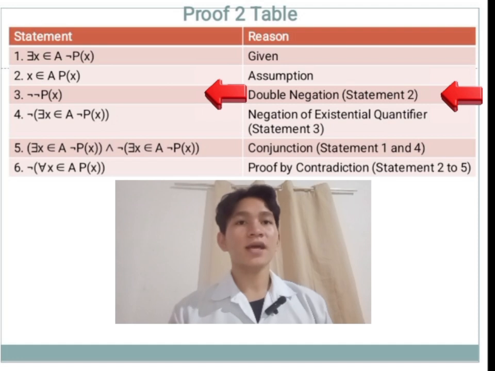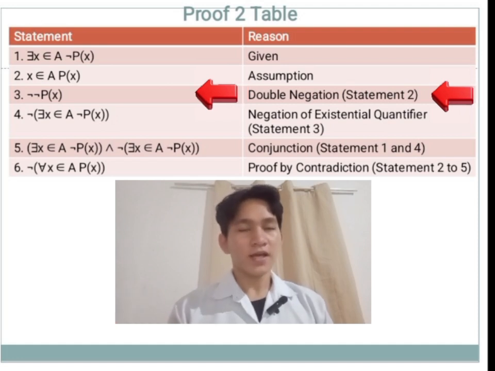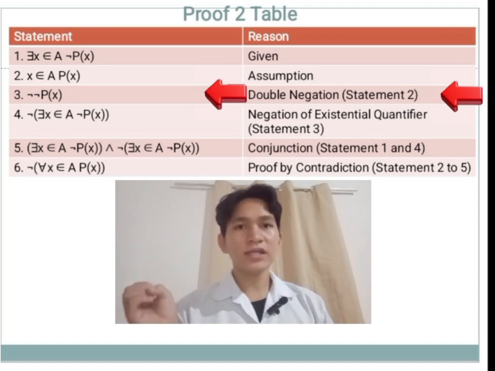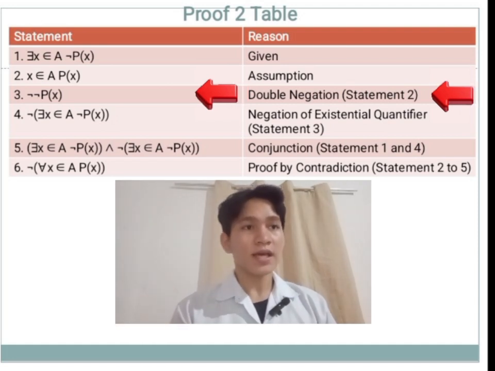Statement number 3 is not P of x. So this came from the given, which states that some x does not satisfy P of x. So the given essential statement tells us that there is at least one element for which P of x is false. This directly contradicts our assumption that all elements satisfy P of x.